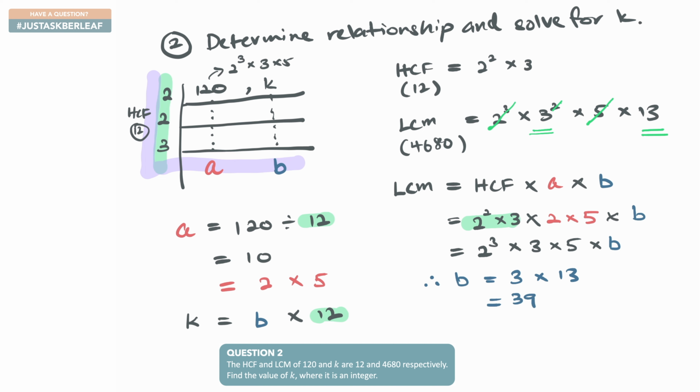Once we have found the value of B, and remembering that K is equal to B times 12, we are able to work out our value of K, which is 39 times 12, which gives us 468.